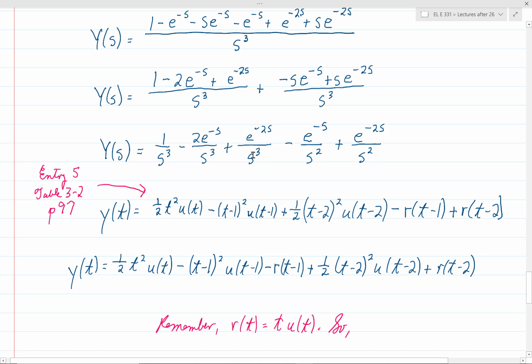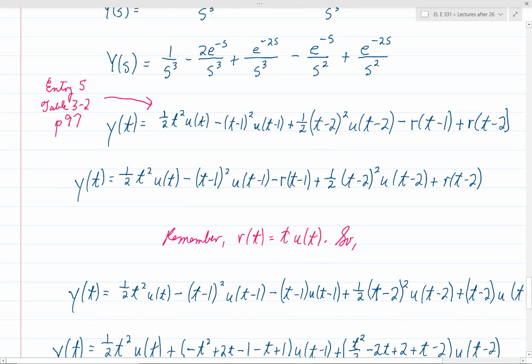Now here, again, this is like that term. And again, the coefficient is 1, so we're going to have the 1/2 popping in again, as we have over here. We're going to get 1/2 right there. And we will again have t squared u of t, but because of the e to the minus 2s, that becomes t minus 2 squared u of t minus 2. And so that's what we get there. And then e to the minus s over s squared becomes r of t minus 1, and e to the minus 2s over s squared becomes r of t minus 2.